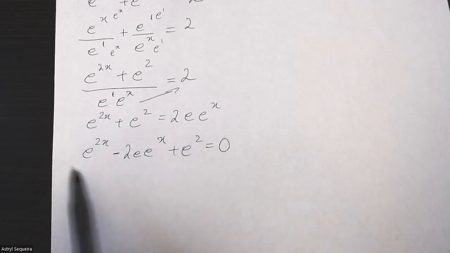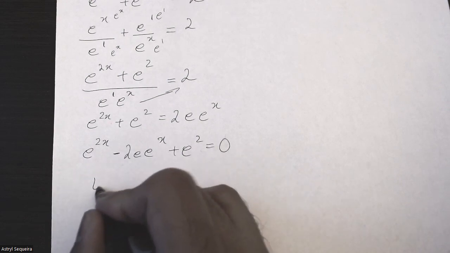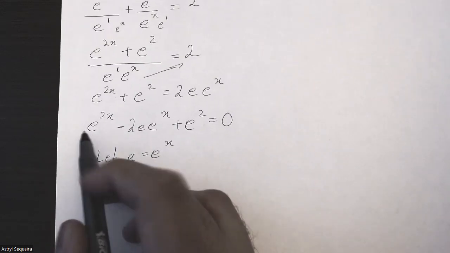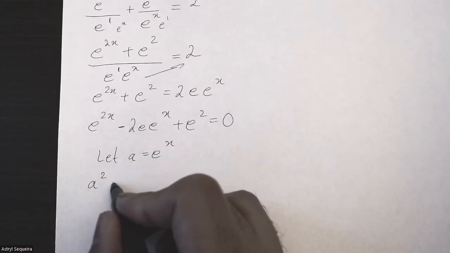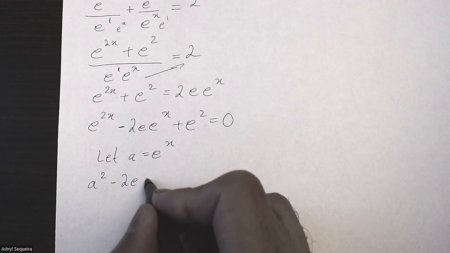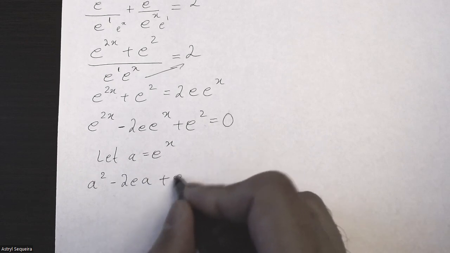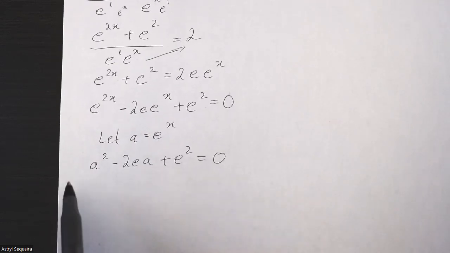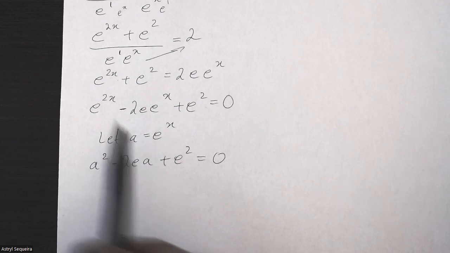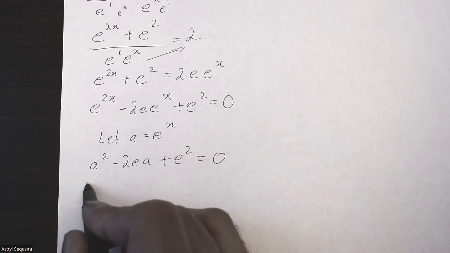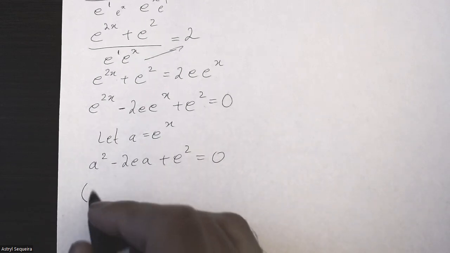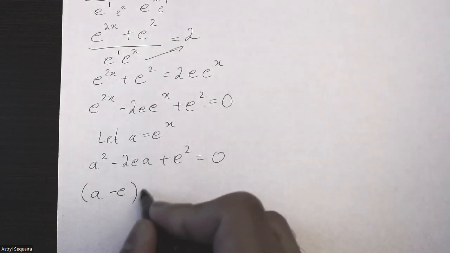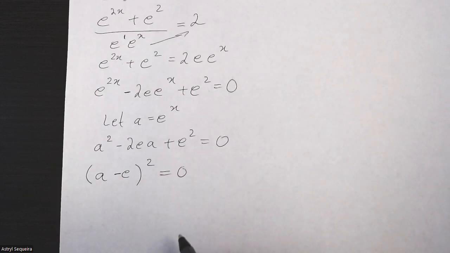Now, if you can't factor this instantly, you can just let a equal e to the x. So then this is going to turn into a squared minus 2e a plus e squared equals 0. This should be a bit easier to factor. This is just a perfect square. You could have done it straight in that step if you recognized it. I just did the substitution to make things a bit easier. If I perfect square this, it's just (a minus e) whole squared equals 0.